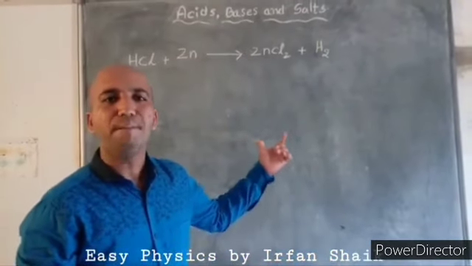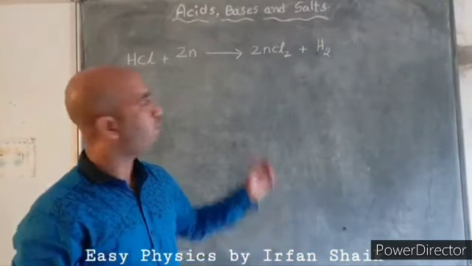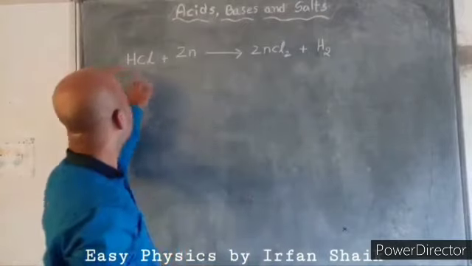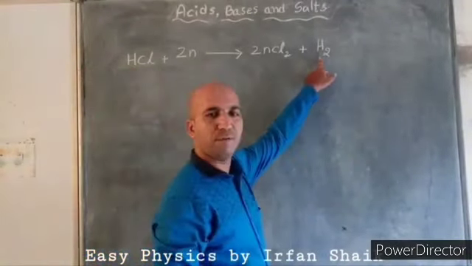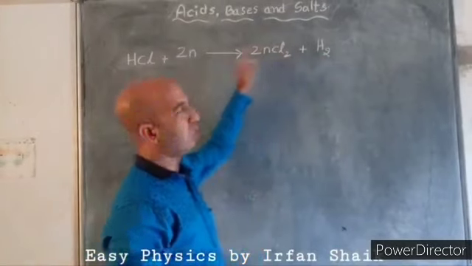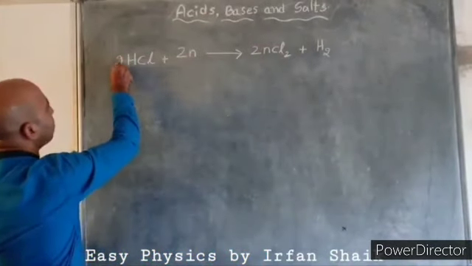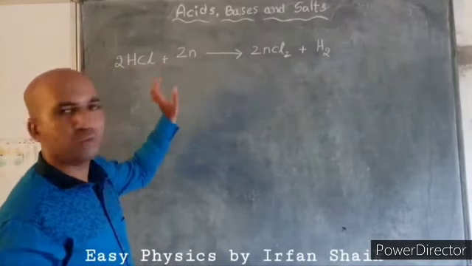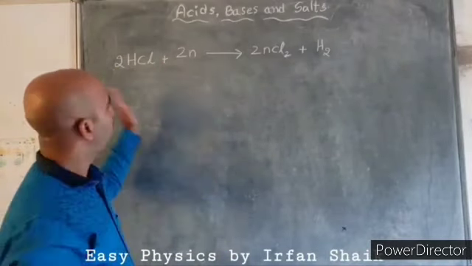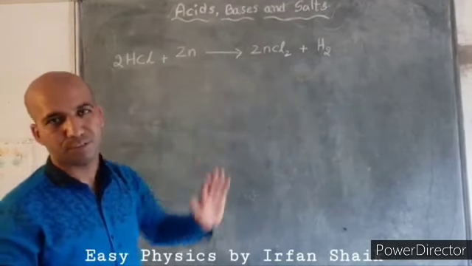This is an unbalanced chemical equation. Now we have to balance it. See, here we have only one hydrogen, but here we have two hydrogens. So that's why we have to write 2 here. That means we have to take 2 moles of hydrochloric acid to do this reaction. Now the equation is balanced.